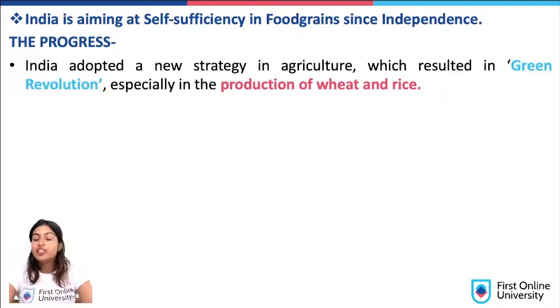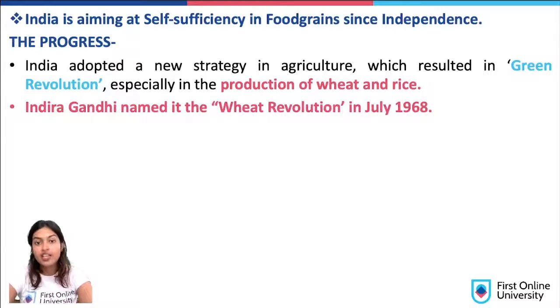Like I've mentioned earlier, there is one major project that India had taken up, that is the Green Revolution, and it has yielded very good results. The Green Revolution correlates a lot with the production of HYV seeds, that is high yielding variety seeds, and these seeds are for the production of wheat and rice. So this is one of the progress. And looking at the great positive outcomes that the Green Revolution came about with, Indira Gandhi, our Prime Minister back then, named it the Wheat Revolution in July 1968.